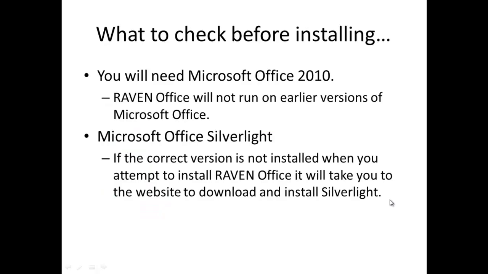Before you actually begin the install, we want to make sure that you check that you have Microsoft Office 2010. Raven Office will not run on earlier versions of Microsoft Office, and that you have the current version of Microsoft Silverlight installed. If Silverlight is not installed when you attempt to install Raven, you're going to be prompted to go to that website, and it is going to ask you to download and install Silverlight right then and there. So please make sure for sure you have Office 2010, and if you want to, download Silverlight and install it ahead of time. That will shorten the time it takes for you to install Raven Office.